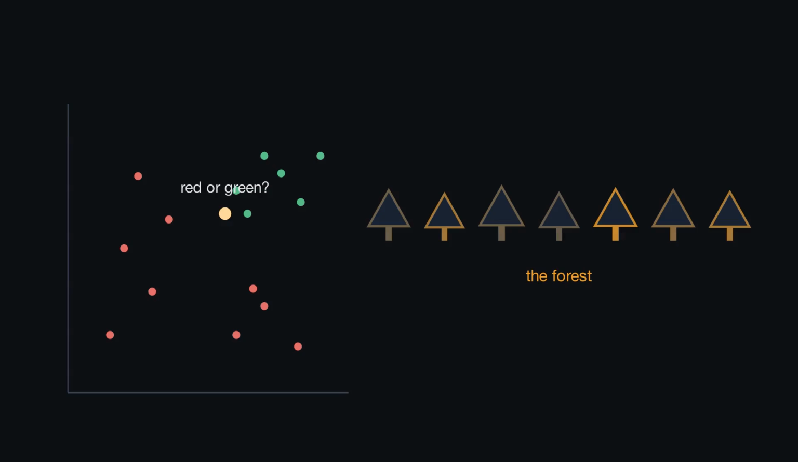Now a new point arrives, right in the tricky middle zone. How does the forest decide? Simple. We ask every single tree, and each one casts a vote. Some trees say green, a couple say red. No single tree has to be perfect. We just count the votes. 5 trees say green, 2 say red. The majority wins. The forest predicts green. The final answer is just the most popular vote.